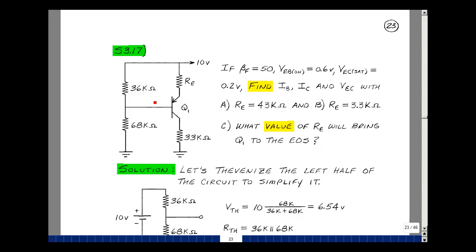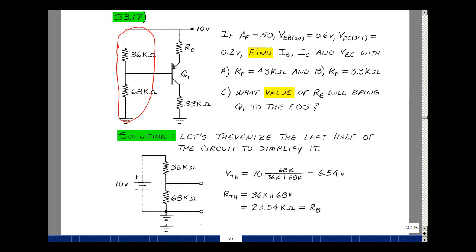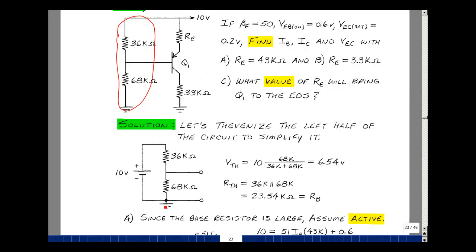I have quite a few loops here to analyze. I could simplify this by taking this part of the circuit and Thevenizing it and putting it back. I've got a 10-volt battery back to ground, a 36K and a 68K hooked up between the base and ground. We'll disconnect that. This is the open circuit voltage, which is also the Thevenin voltage.